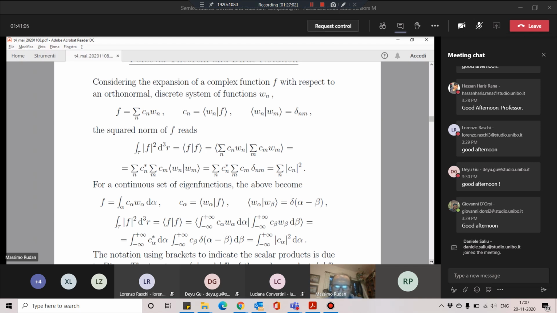This is a fundamental result because we started from the squared norm of the function, and using the expansion, we demonstrate that the squared norm of the function is equal to the squared norm of the coefficients added up over the index.